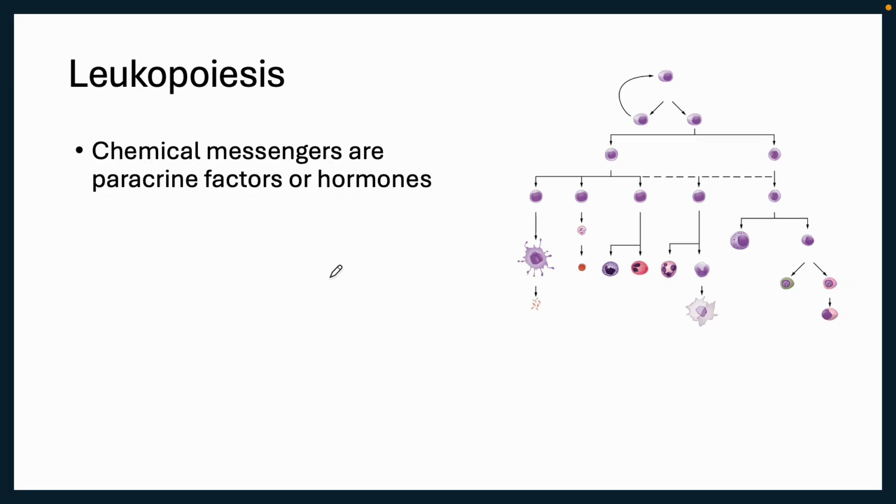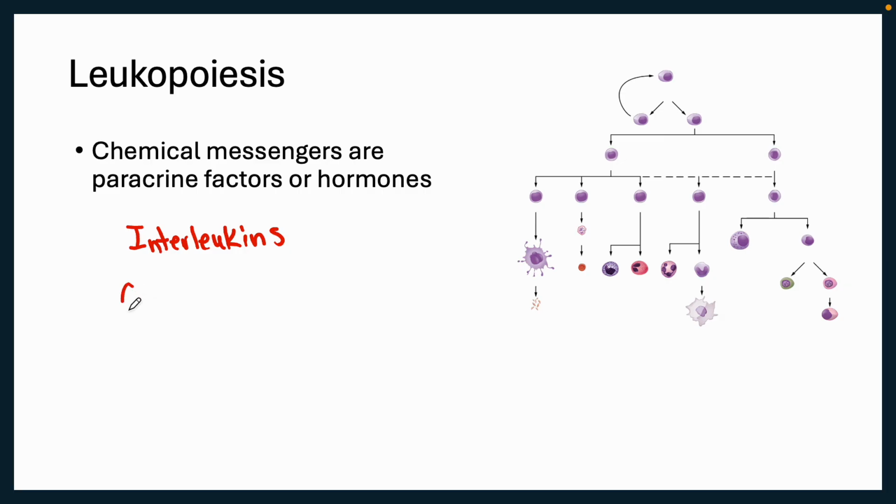White blood cells are produced through a process known as leukopoiesis. So this is kind of like erythropoiesis, except we're talking about white blood cells. It is stimulated by chemical messengers in the form of paracrine factors or hormones. The paracrines and the hormones are mostly glycoproteins that are going to belong to one of two families. So we have the interleukins, these are numbered, typically IL-3, IL-5, etc.